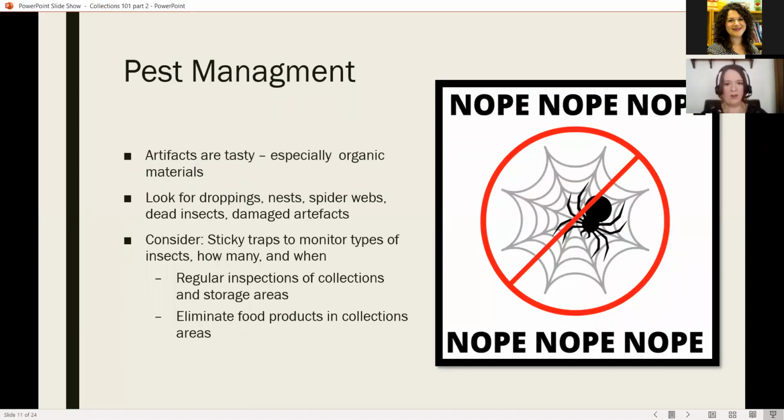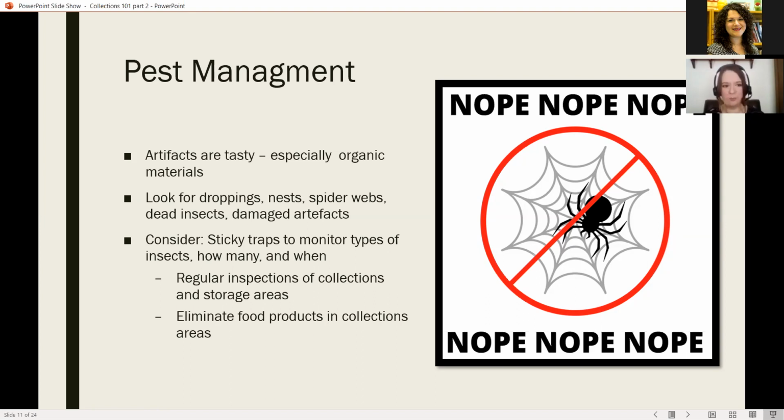And then we have pest management. I do not like spiders or centipedes, which is where that image came from. Artifacts are very tasty to pests, anything from insects to arachnids to rats to mice. If it's an organic material, they're probably going to want to try and eat it.